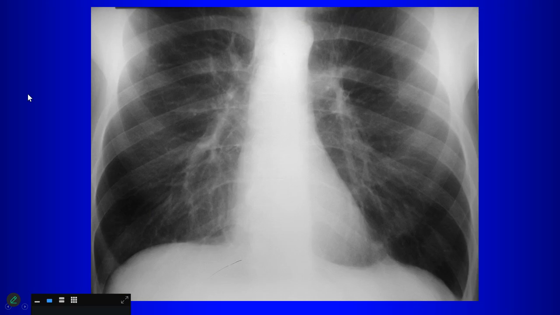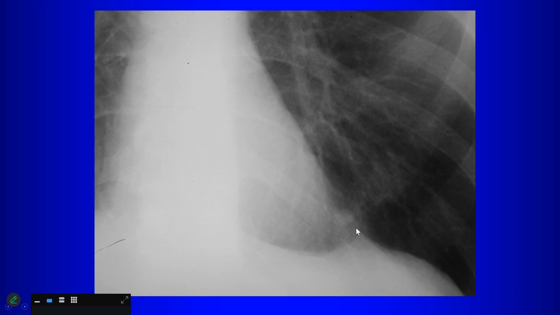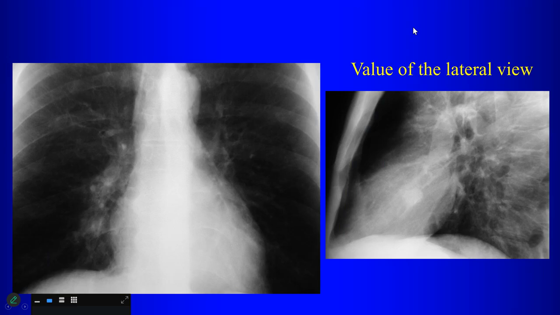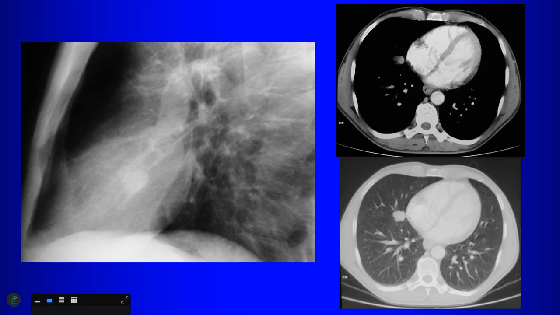This one's really tough, but there's a little tiny nodule right there, right? So this was another small nodule right over the heart. Okay, that's a tough one. What do we see in the lateral view on this one? There's a nodule, and for whatever reason, you can only see this nodule on the lateral view. There it is, a cancer projecting over the heart on the lateral view.